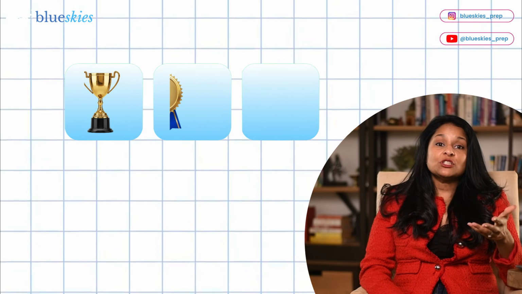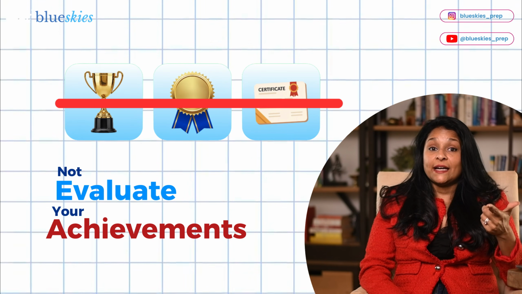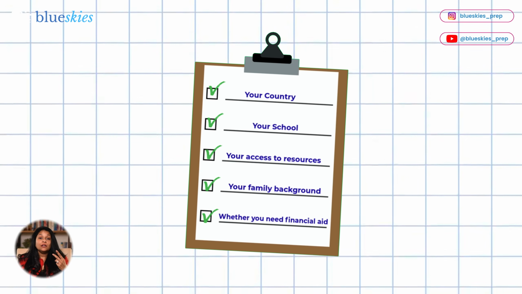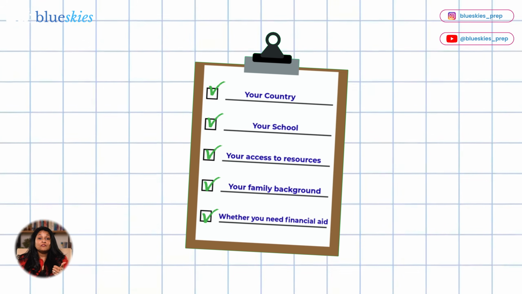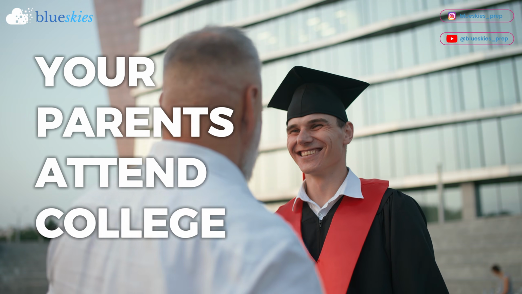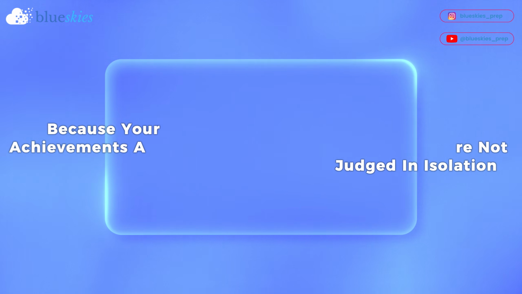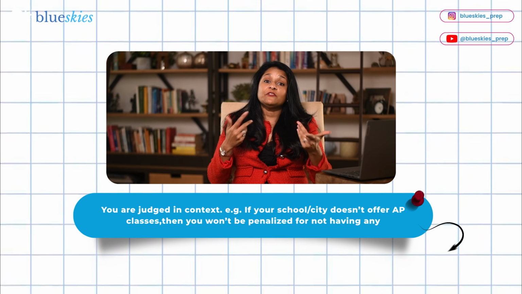So the first thing admissions does is not evaluate their achievements, okay? They're gonna look at your context: your school, your country, your access to resources, your family background. Do you need financial aid? Did your parents attend college, and specifically, did they attend this college, right? Because they cannot think about your achievements in isolation. Why? They're gonna be judged relative to what's available to you.